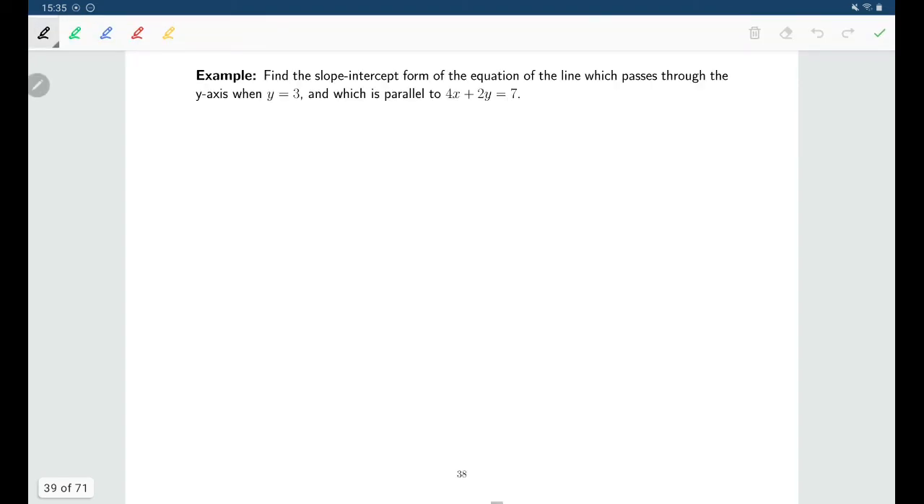All right, one last example here. I have a line that we're given, and we want to create the equation of a line that's parallel to it and passes through the y-axis when y is equal to 3. Okay, so first, before we do anything else, we know that the line that we're going to create has to be parallel to this one, to 4x plus 2y equals 7.